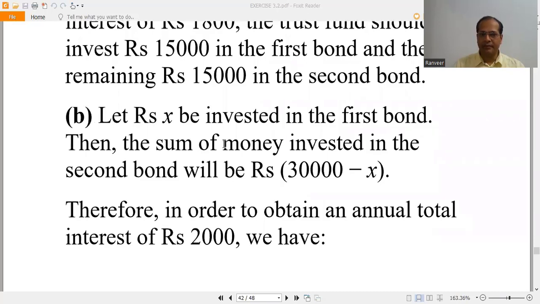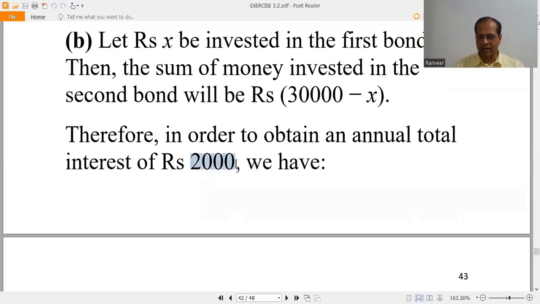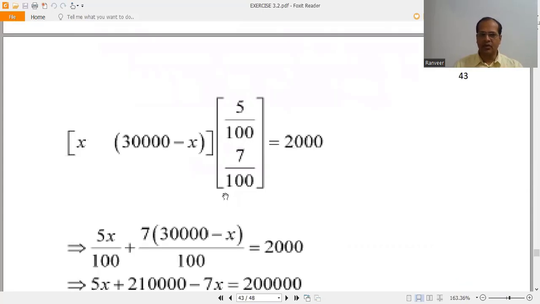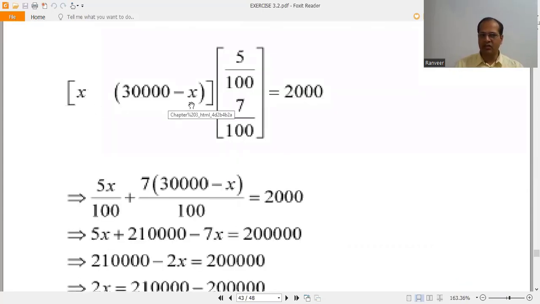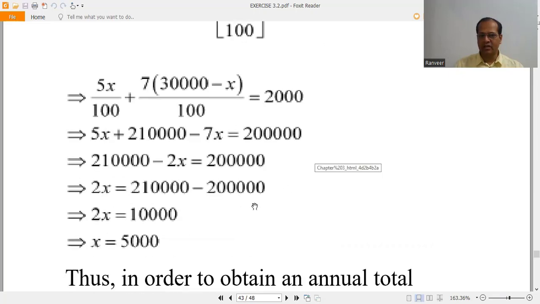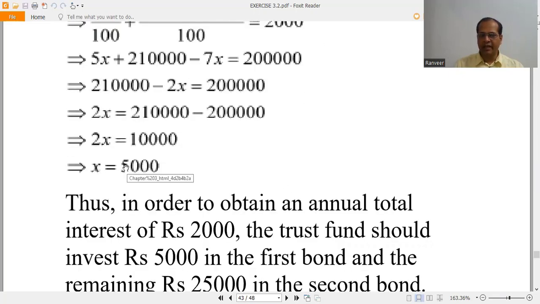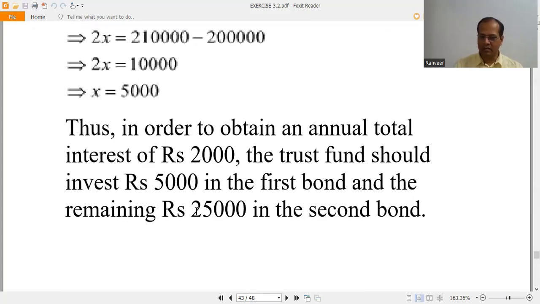Second question: let x be the amount invested in the first bond and 30,000 minus x in the second bond, and the annual total interest we are getting in this question is 2,000 rupees. So we have to do the same: x plus 30,000 minus x, and this is 2,000. Here, x in the first bond is 5,000 rupees we have to invest, and for the second bond, 25,000.